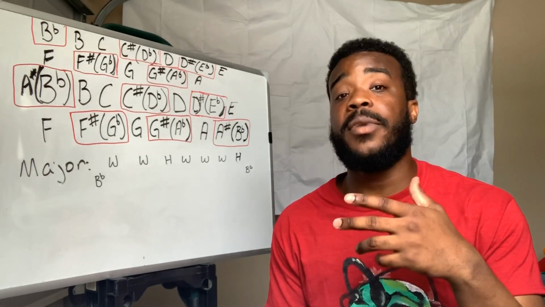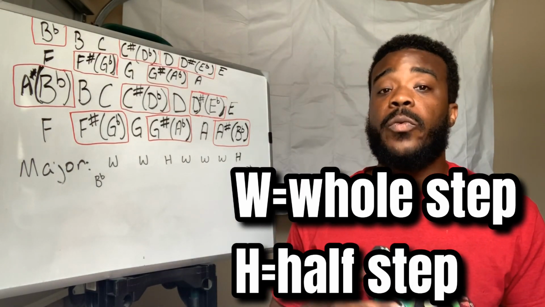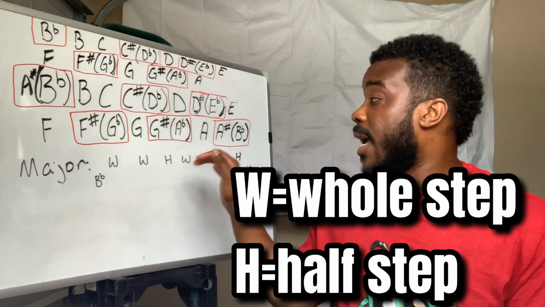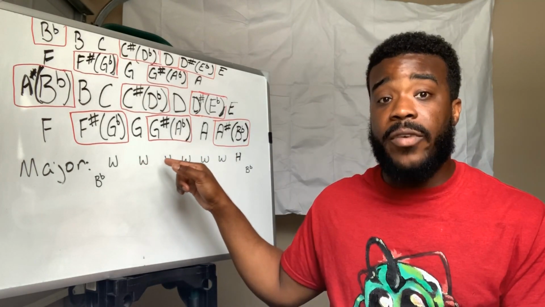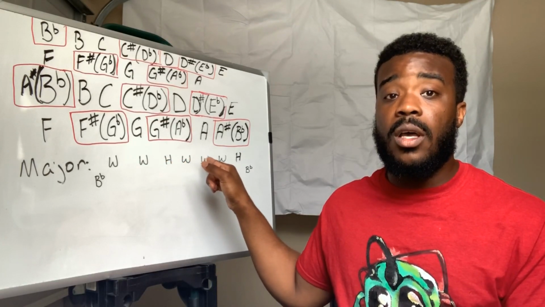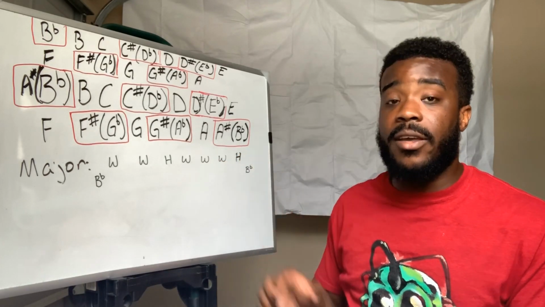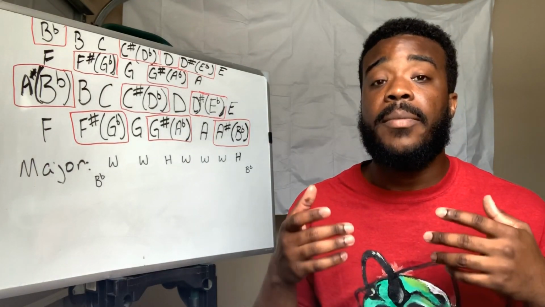So here's the formula for writing out a major scale. First off, we have a whole step, because the W stands for whole and the H stands for half, right? So we have a whole step, we have another whole step, then we have a half, then we have a whole, another whole, a third whole, and then another half. And then on that half, we're going to end on B flat.